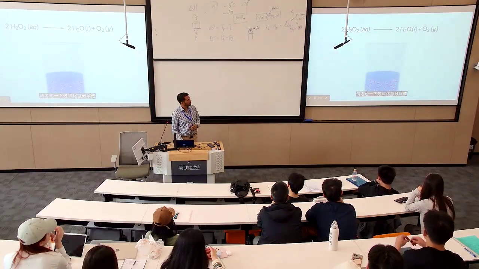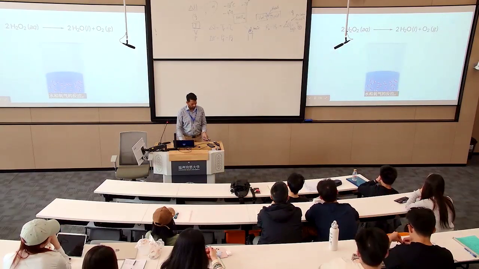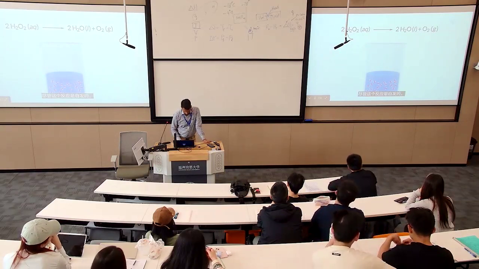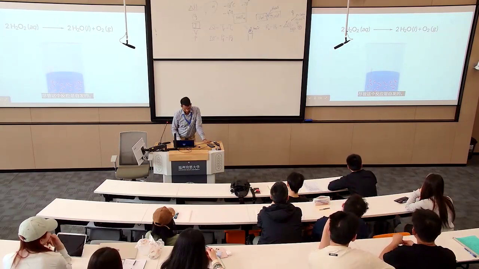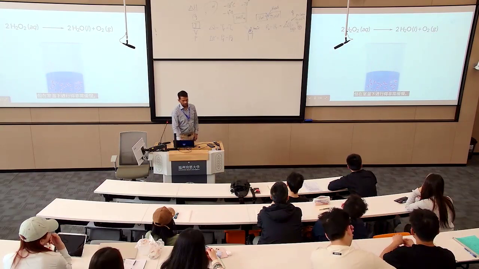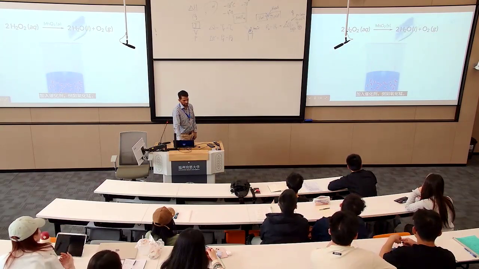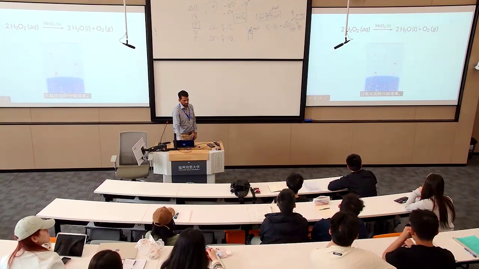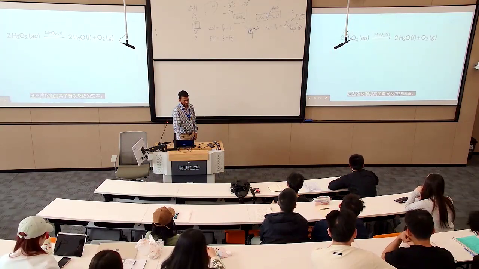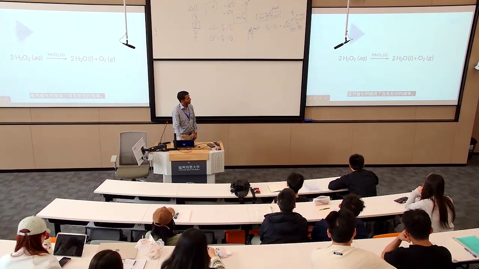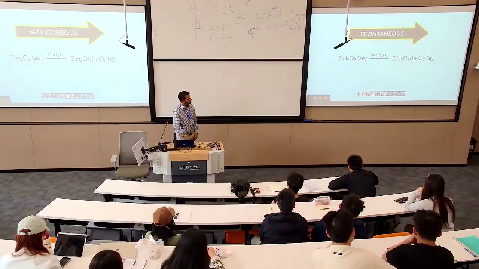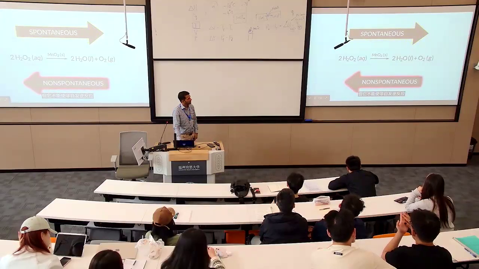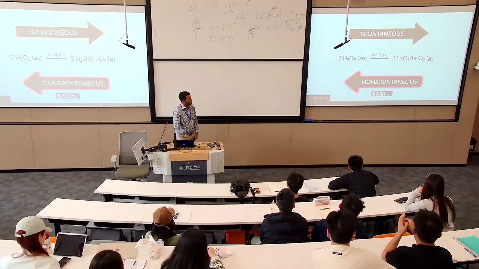Consider the decomposition of hydrogen peroxide into water and oxygen gas. The reaction, although spontaneous, proceeds very slowly at room temperature. Adding a catalyst, such as manganese oxide, speeds up the reaction and therefore increases the decomposition rate of hydrogen peroxide. Although the catalyst enhances the rate of the spontaneous reaction, it cannot make the non-spontaneous reverse reaction spontaneous.